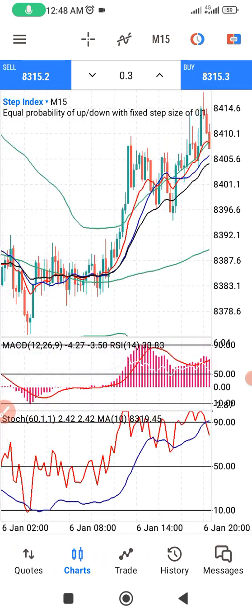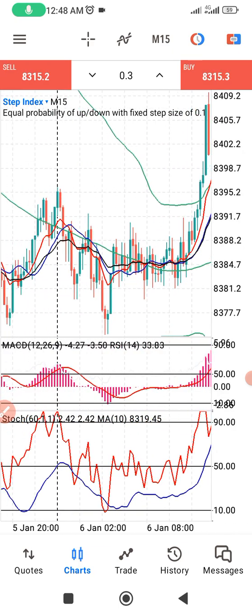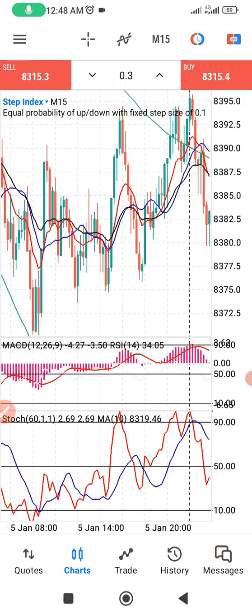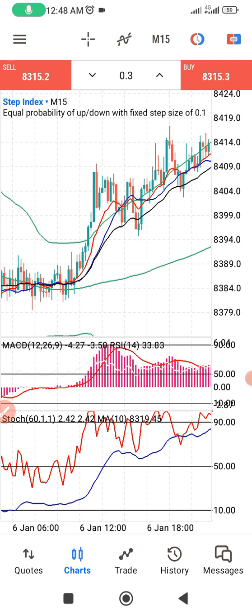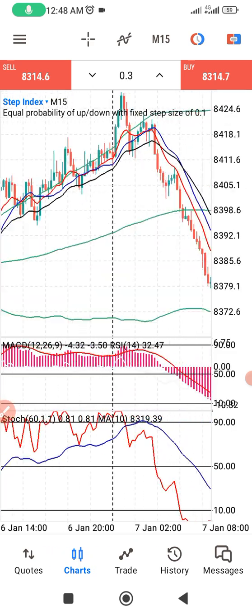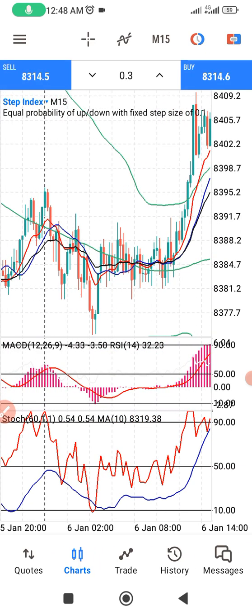So let's look at how we scalp this indicator. If you look at Step Index carefully, you realize that the market moves from the upper band to the middle band, then to the lower band. It also moves from the lower band to the upper band, continuously like that. So the market cannot go in a single direction for a long time.